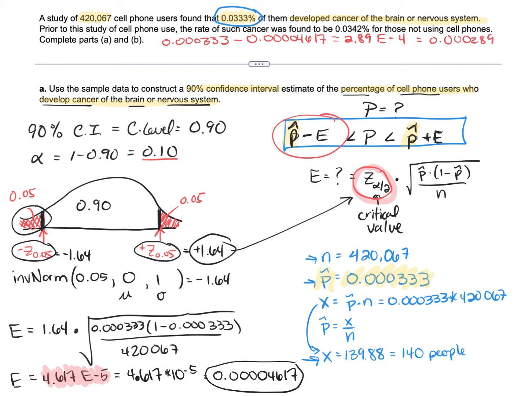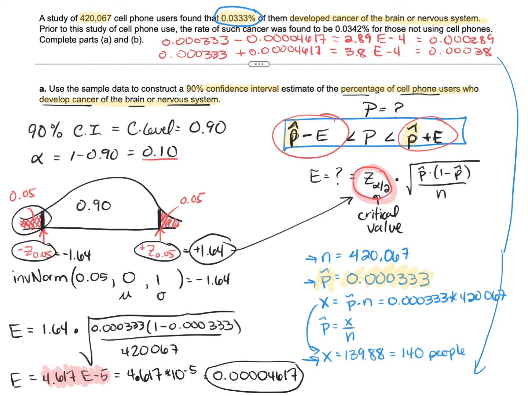That's your lower confidence limit. Now to get this upper confidence limit, take p hat, 0.000333, add your margin of error of 0.004617. Your calculator is going to give it to you as 3.8 times e to the negative 4, which is 0.00038. So final answer, I will write it in blue at the bottom, okay?